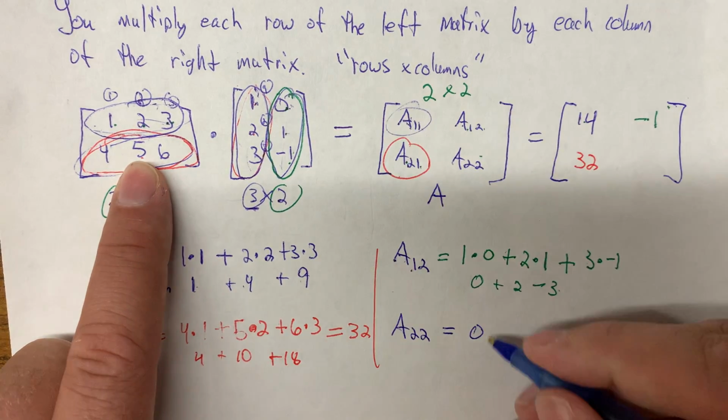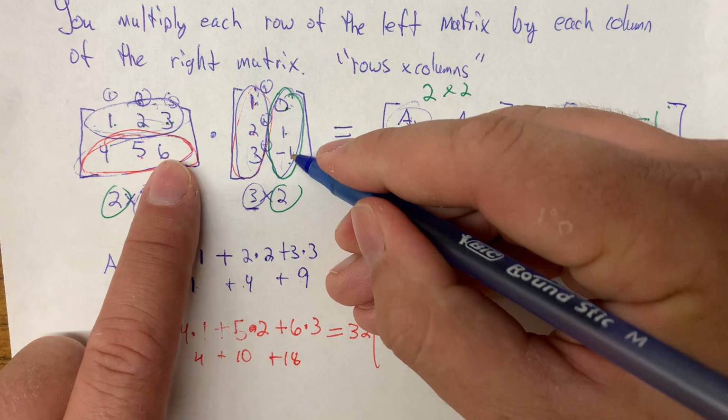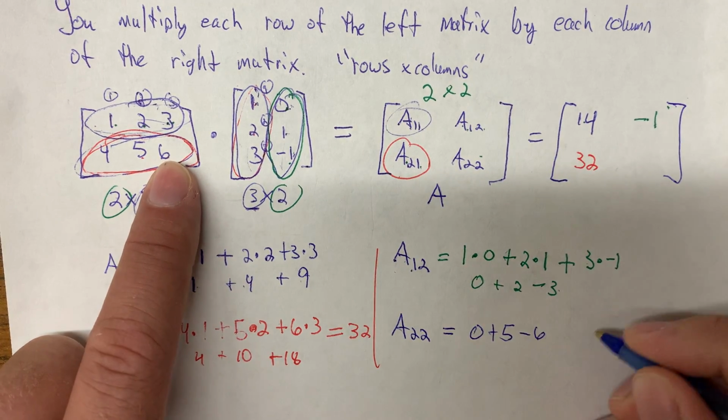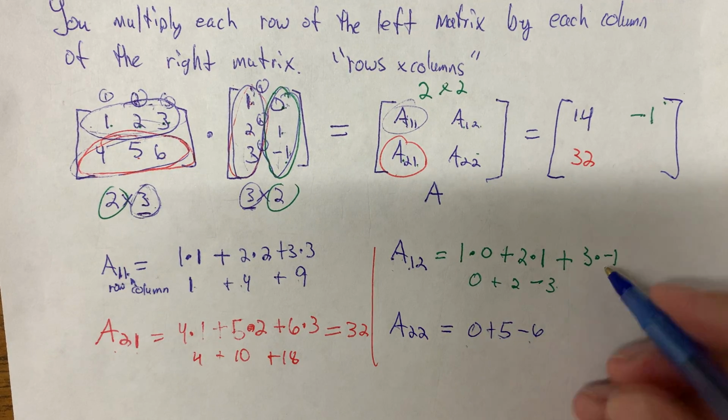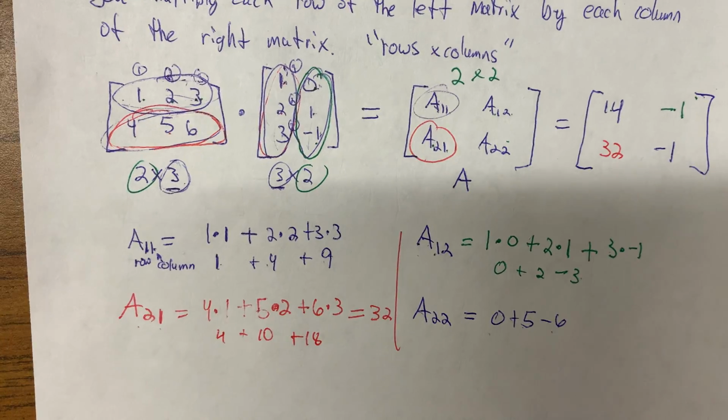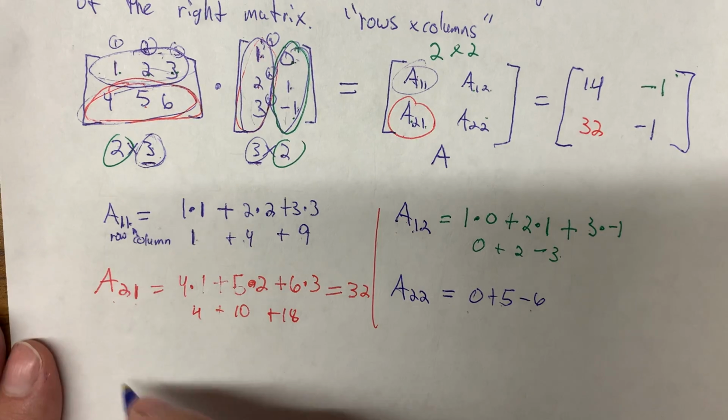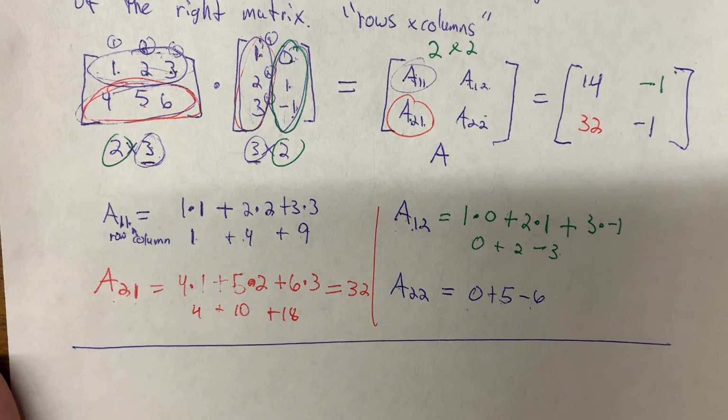5 times 1 is 5. 6 times negative 1 is negative 6. 0 plus 5 minus 6 is negative 1. And that's matrix multiplication. So, guys, let's try another one of these.